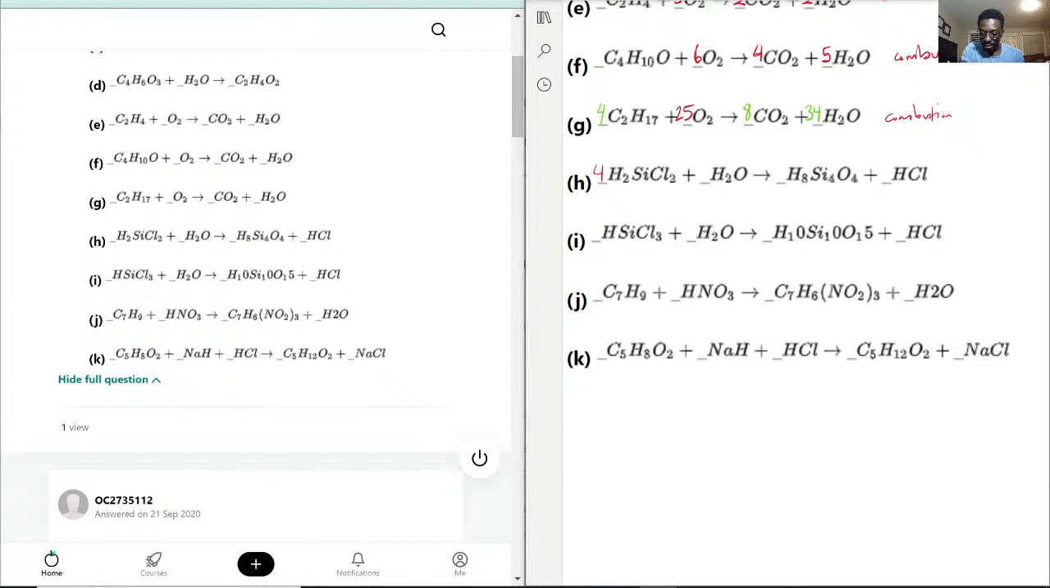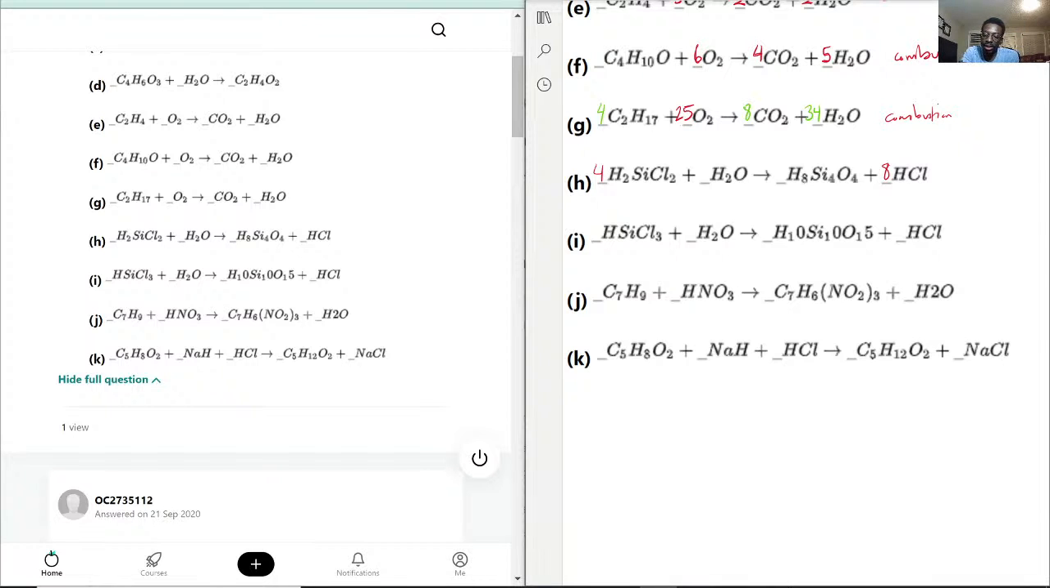Okay. And what else does not? Well, I mean, the chlorine only moves to one spot. It's not split between 2 things. So if we have 4 of Cl2, that's 8 in total. So that's 8 HCl. Okay.